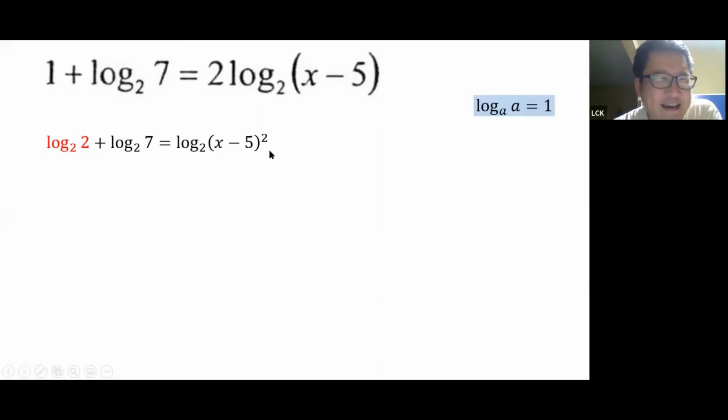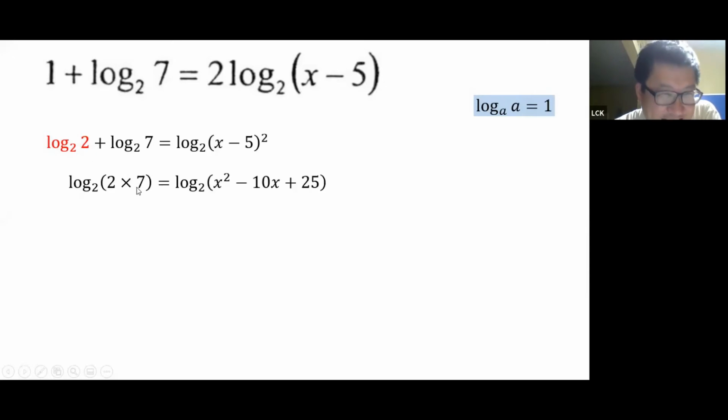Once you have transformed this, it looks a lot nicer because you can add these two up to become log base 2 of 14. This is plus, so it ends up being a times. Then this 2, bring it up there, so you have log base 2 of x minus 5 to the power of 2. Where did this power of 2 come from? This 2 is brought up. Once you bring this up, just expand it. That's x squared minus 10x plus 25. So this side is 14, and this side is x squared minus 10x plus 25.